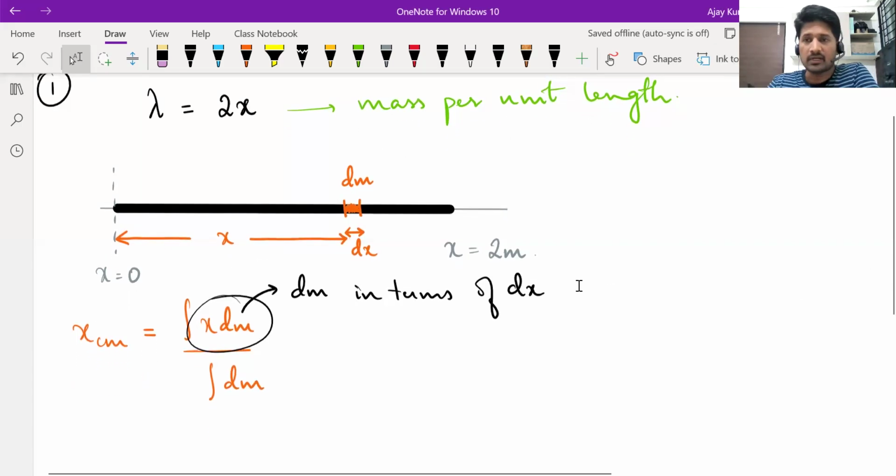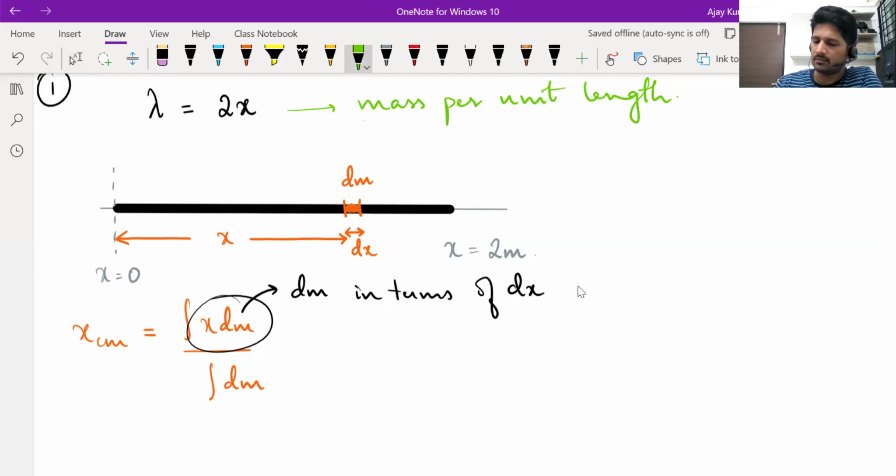Okay. What is the meaning of dm? Mass of the particle, mass of the element. Correct. What is dx? Length of the small element. So you have to relate its mass to its length. And that is done by using mass per unit length.